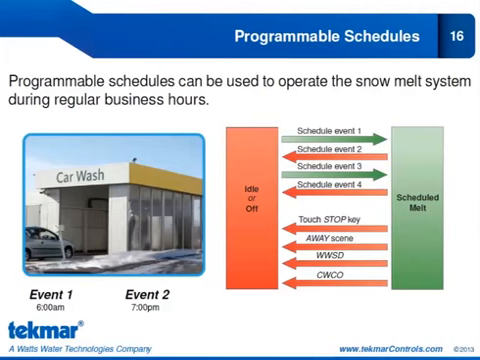Now, programmable schedules are a new feature for a TechMar Snowmelt control, and we added this feature particularly for car washes, but I'm sure you can think of other applications where programmable schedules could be used as well. In this case, I have a car wash, and my hours of operation are from 6 a.m. to 7 p.m., so that's when I want my Snowmelt system to be operational. So my event 1 will be 6 a.m., my event 2 will be 7 p.m. So at 6 a.m. I move from my off state into my melt state, and I stay in that melt state until 7 o'clock, which is schedule event 2.